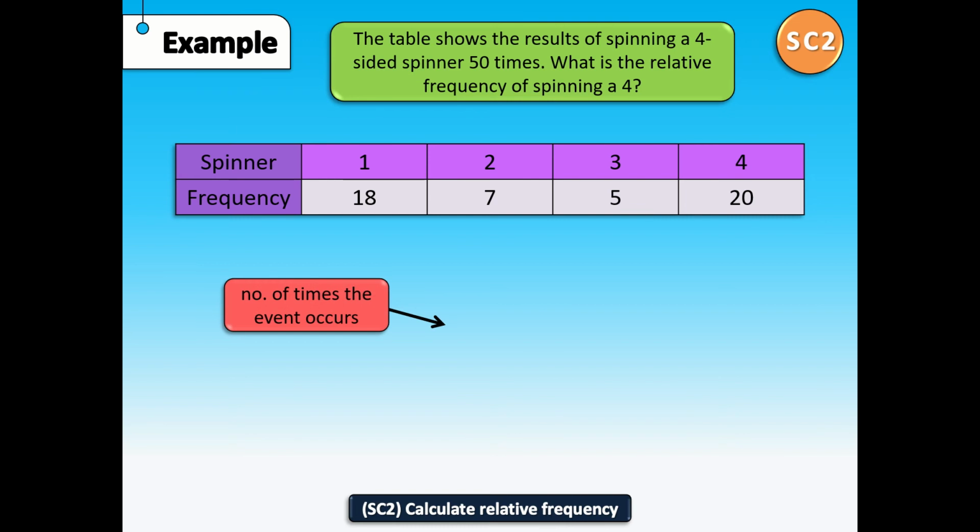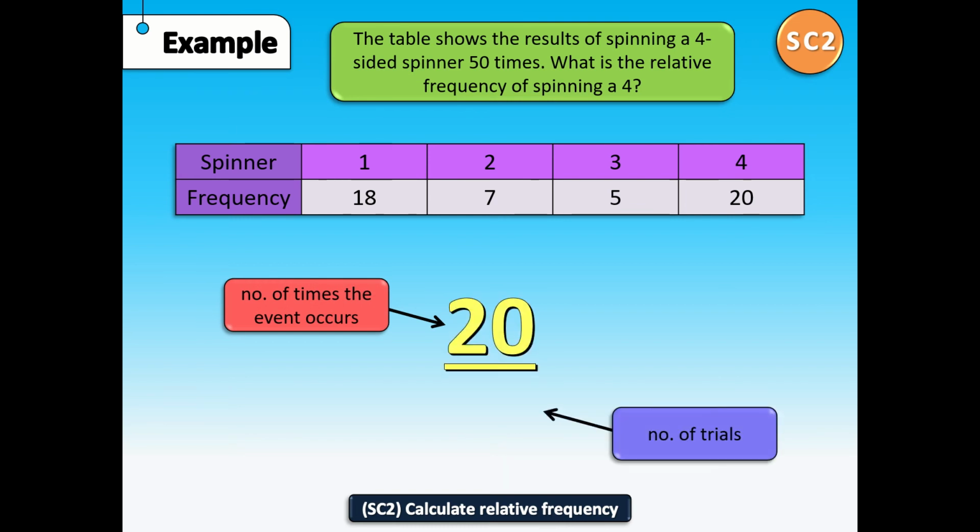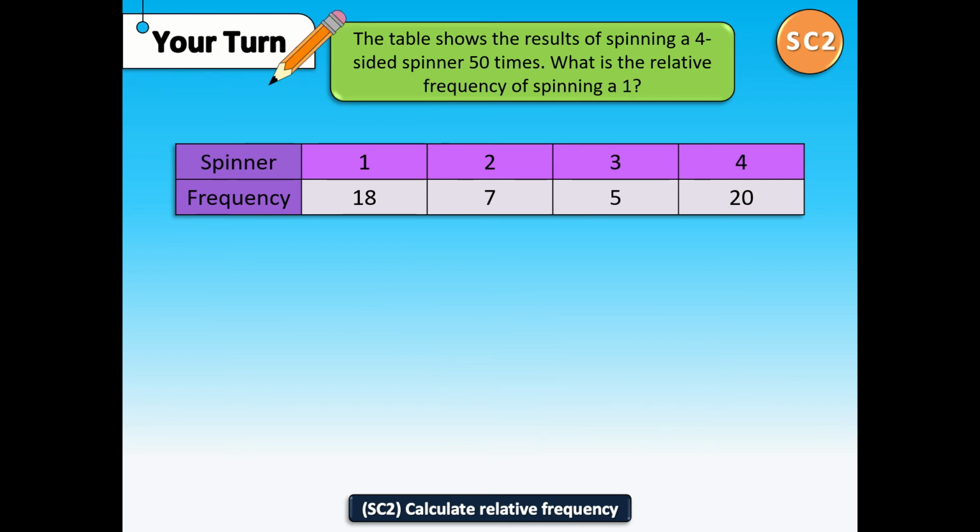So that's the number of times the event occurs, 20, divided by the total number of trials, 50. And we can leave our answer as a fraction. Here's a question for you to have a go at. Pause the video, and when you're ready to see your answer, press play.